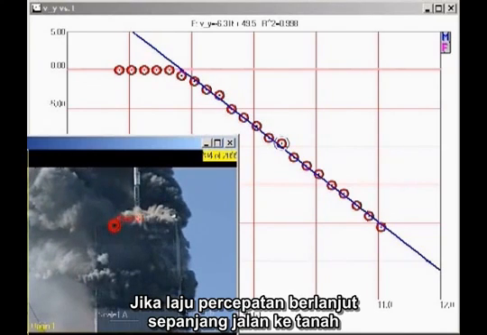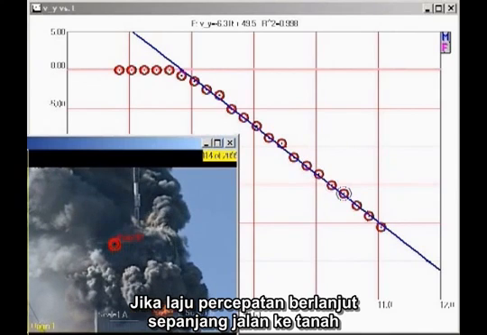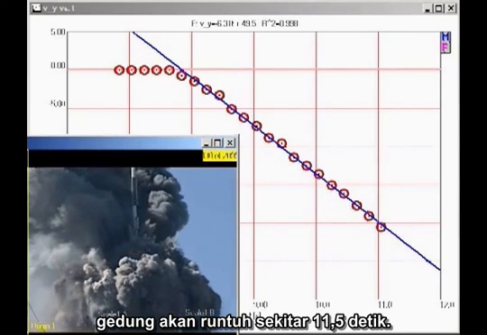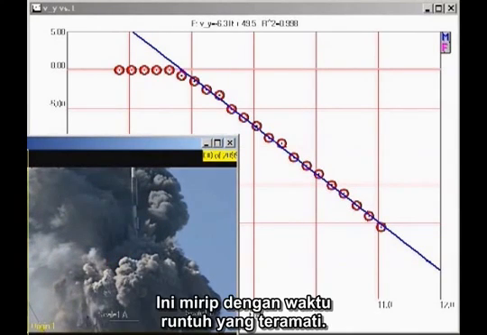If this rate of acceleration continued all the way to the ground, the building would fall in about 11.5 seconds. This is close to the observed collapse time.